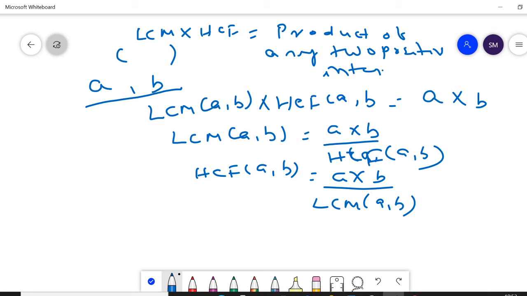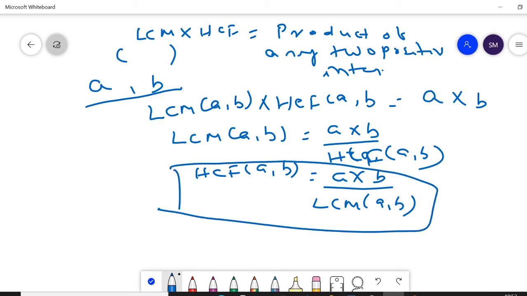If you know only two numbers and their LCM, by using these properties you can find out the HCF, and if you know the HCF and the two numbers, by using this property you can find out the LCM of the numbers.